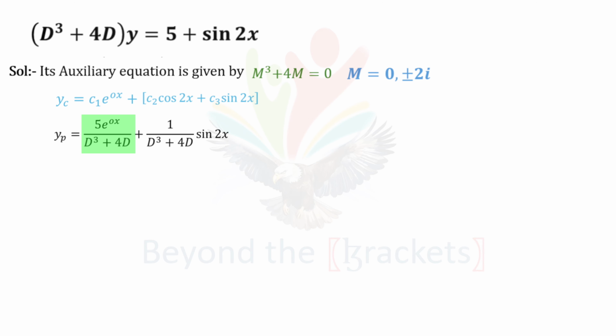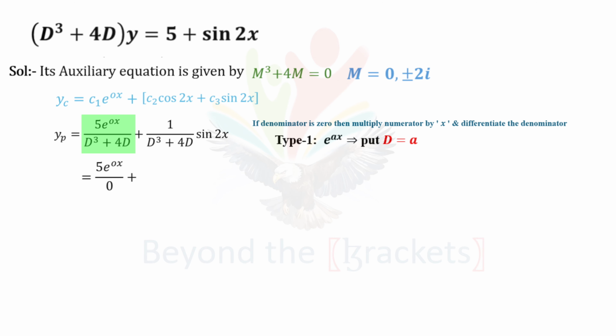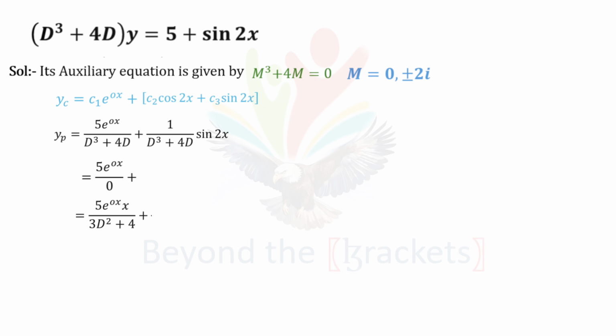The first term 5 can be written as 5 into e power 0x, which is type 1, where a is equal to 0. Here we substitute D is equal to a, so we get 5 into e power 0x by 0, which is a case of failure. In this case, we multiply the numerator with x, differentiate the denominator, and then substitute D is equal to a. So we get x into 5 into e power 0x divided by differentiation of D cube, which is 3D square, plus differentiation of 4D, which is 4. Again substituting D is equal to a, that is 0, we get 5 by 4 into x.